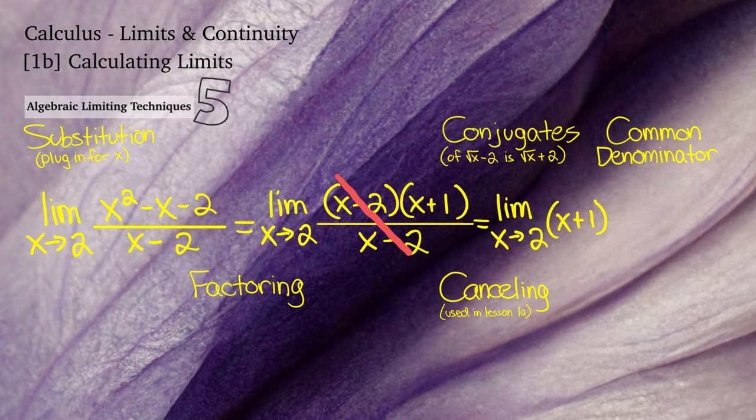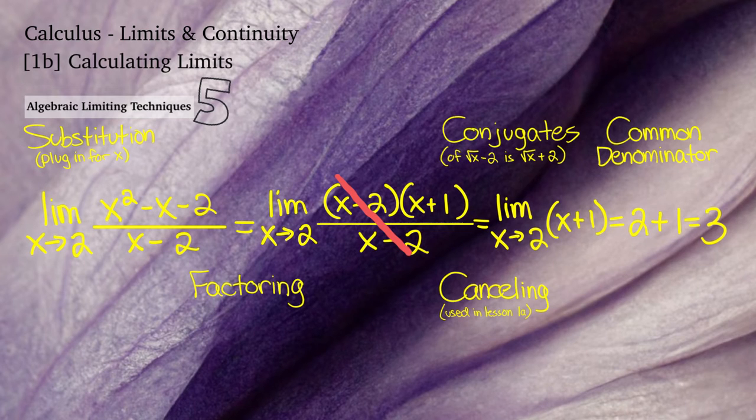We should use parentheses here to show that we're finding the limit of the entire expression, x plus 1. Since there's no root or fraction, we could simply substitute 2 for x. That gives us 2 plus 1, which is 3. The same answer we found in lesson 1a.